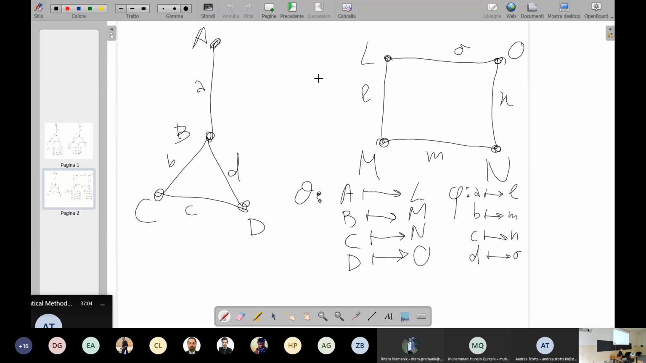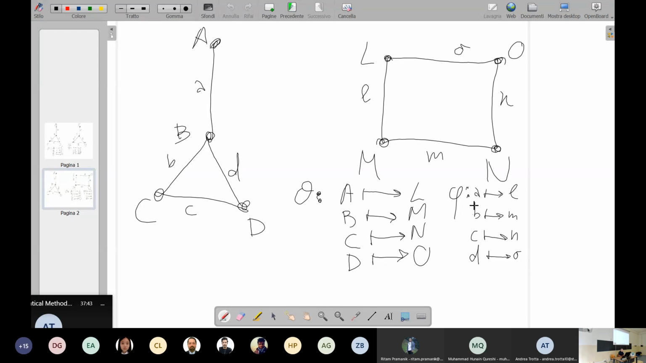Can we find something which is not working? Here are two bijections, and this is not enough. These are not isomorphic graphs. Why? Let's see what happens. For instance, take small a. Small a has ends A and B. Small l, which corresponds to small a, has capital L and capital M as ends. Oh, yeah, it's working. Let's go on, because it must work for all edges.